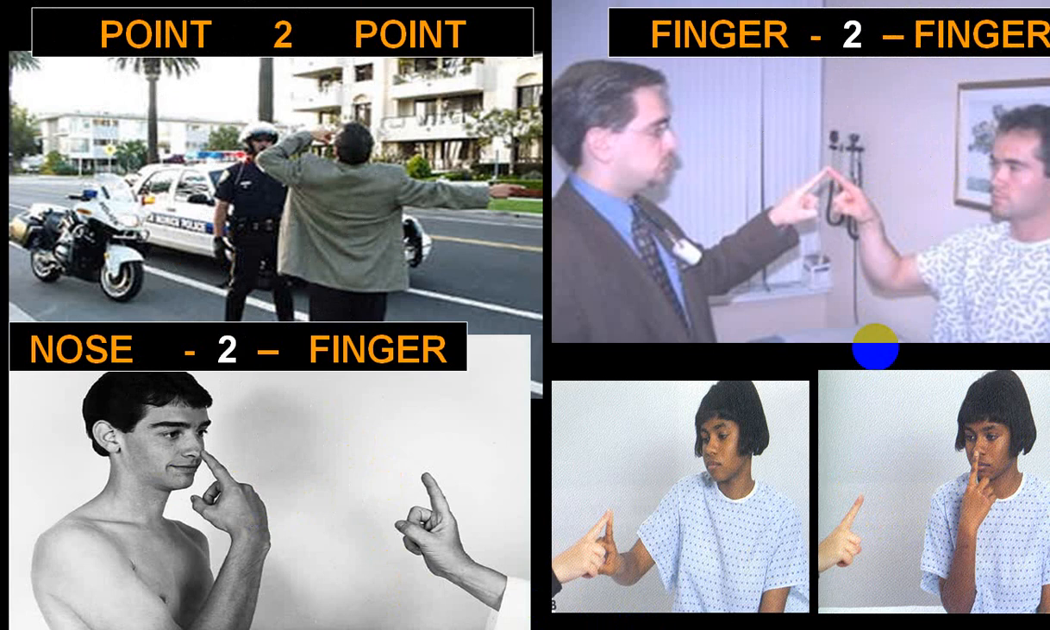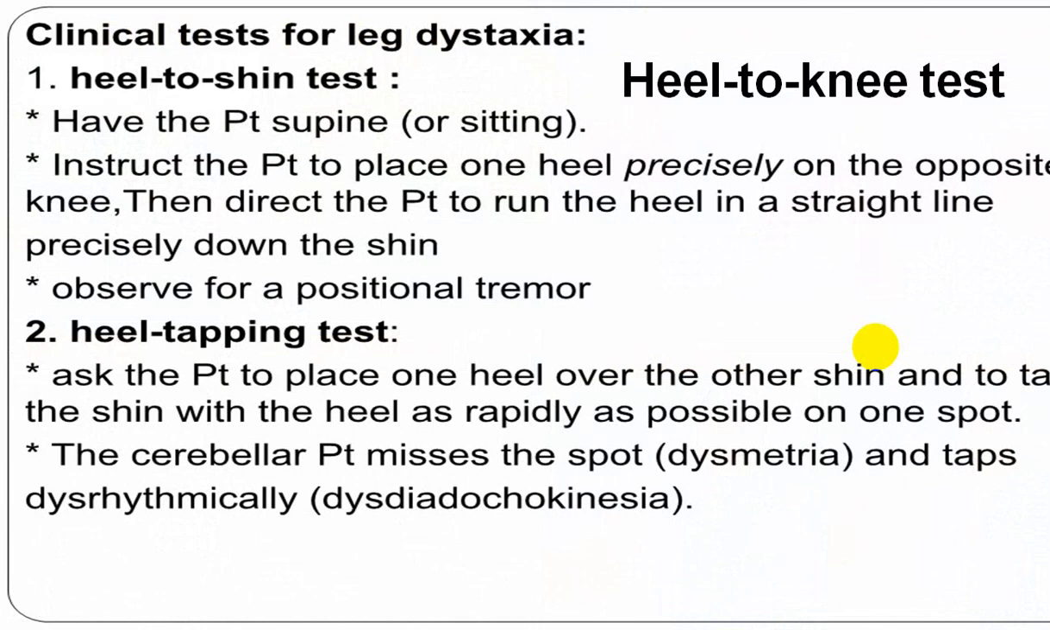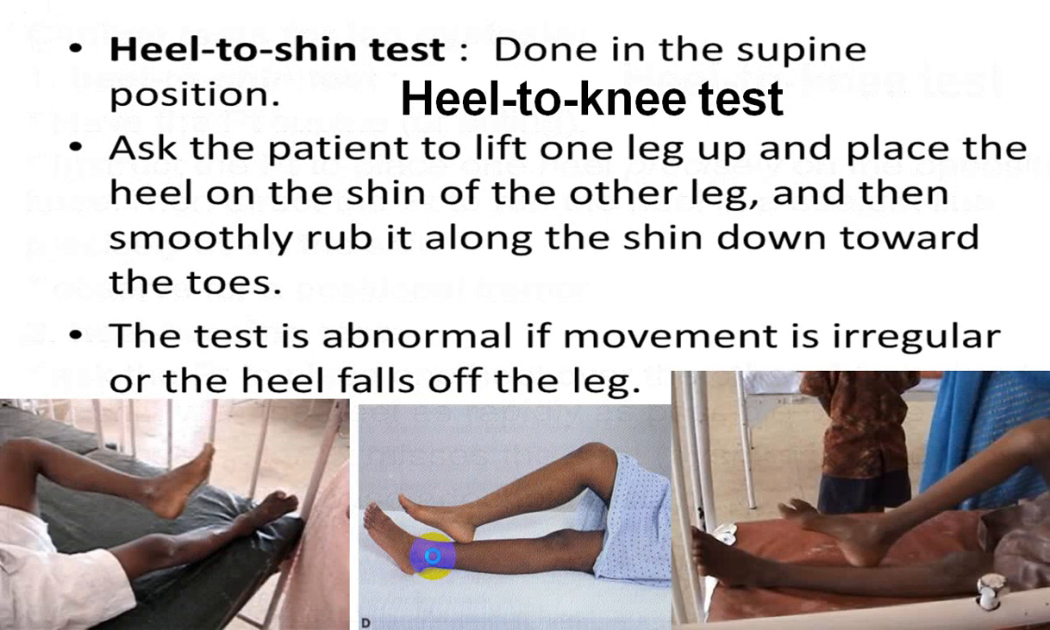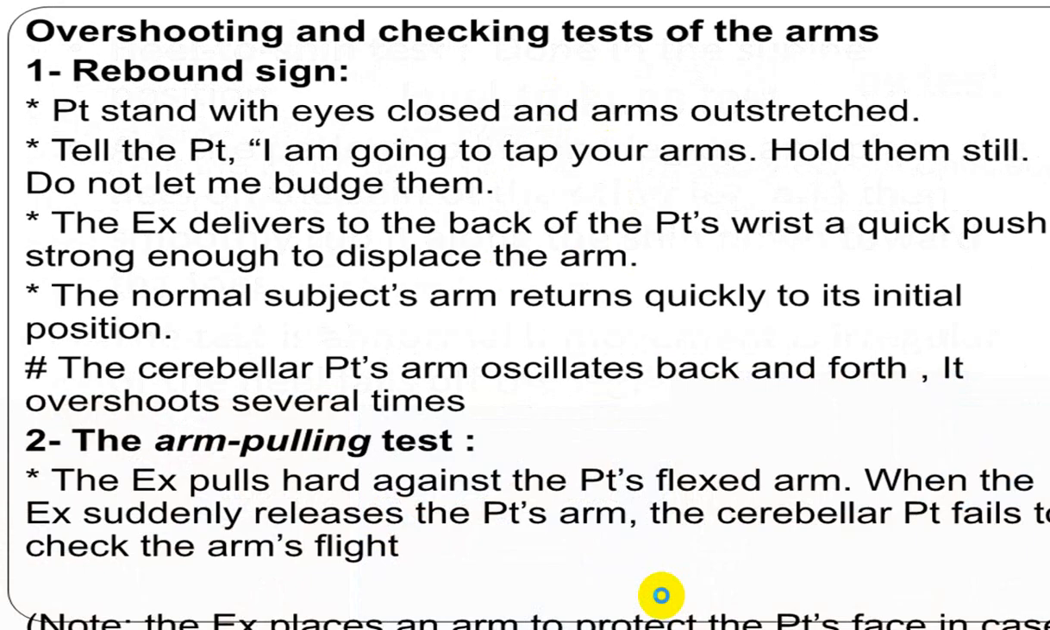And if it touches only the finger, it is the finger to finger test. In the lower limb, we have already told you, he lifts the heel and touches the knee, so it is also called the heel to knee test. And when he pushes down, it is the heel to shin test. Then for rapid movement, the heel tapping test. This is from the knee to the toe. So these are all the different names given.